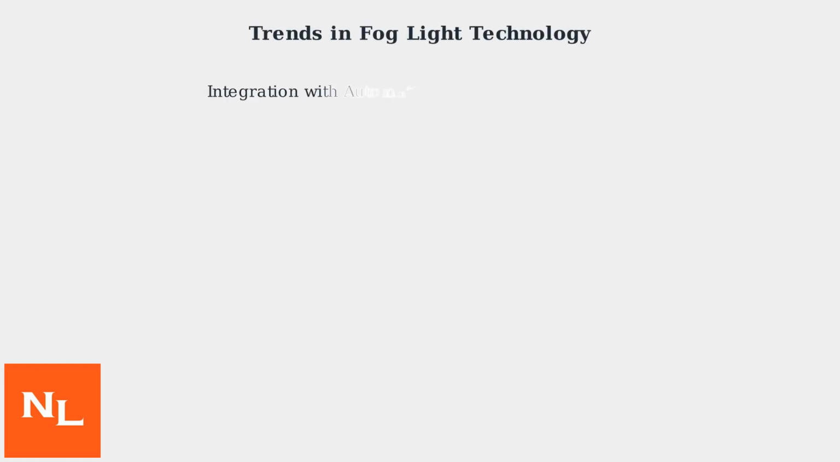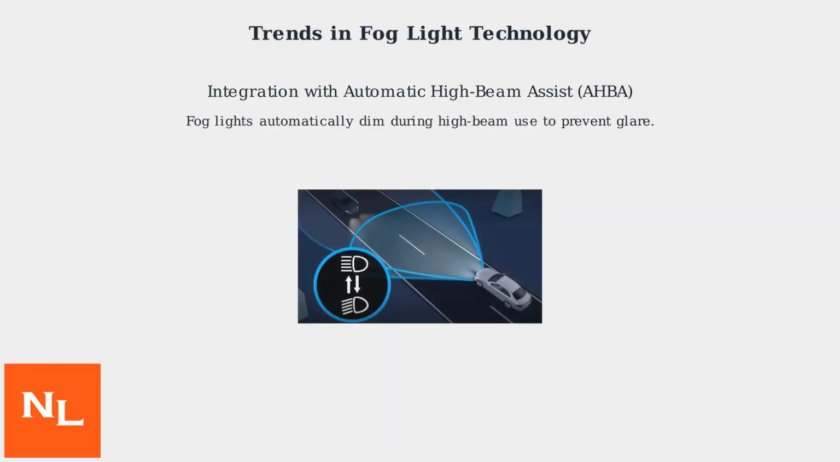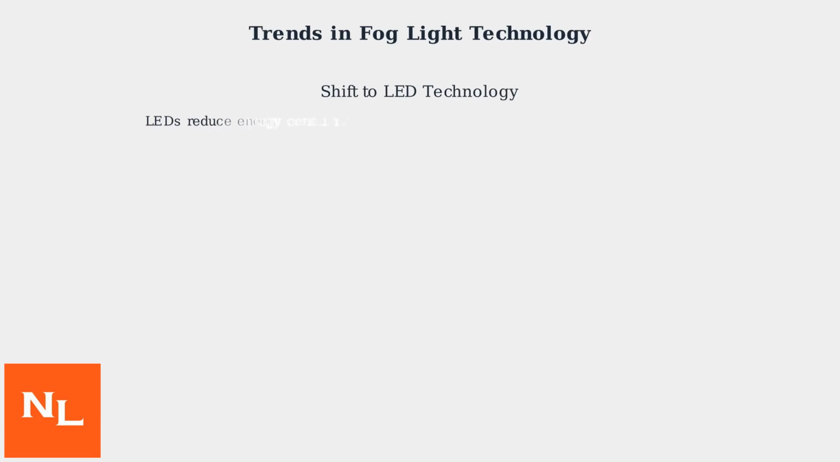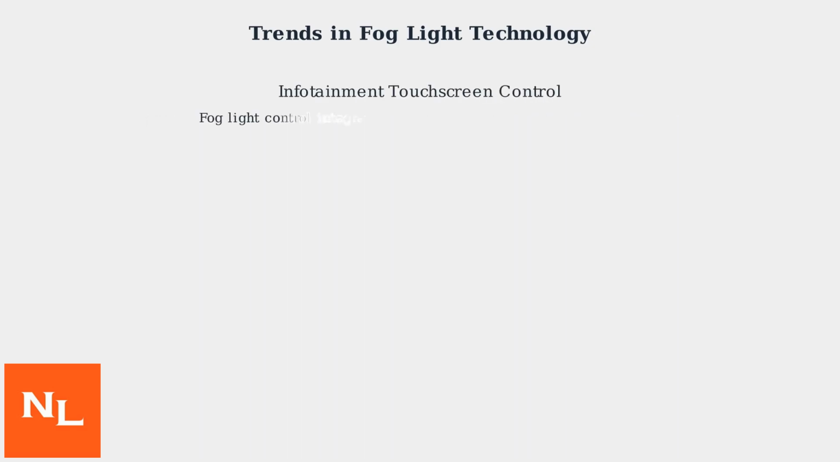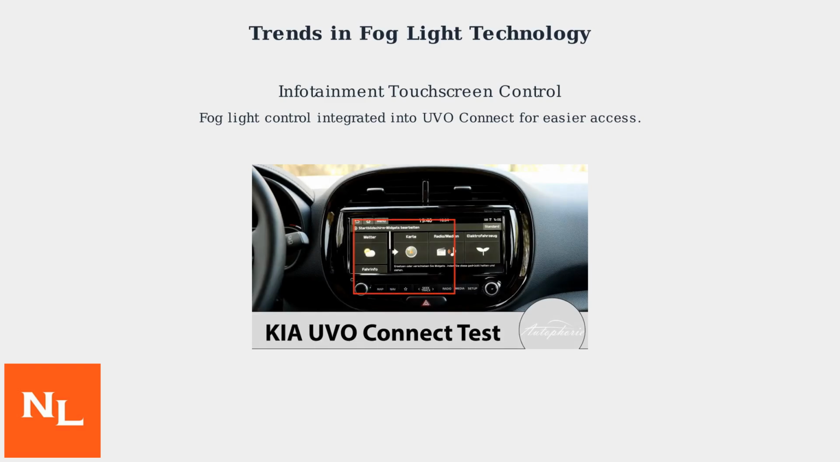Automotive lighting trends emphasize integration and smart features. Modern Kia Ceed III models increasingly pair fog lights with automatic high beam assist, which dims them during high beam use. The shift to LED technology is also significant, offering reduced energy consumption of 30 to 50% and aligning with global emission standards. Some newer models integrate fog light control into the infotainment touchscreen via UVO Connect.